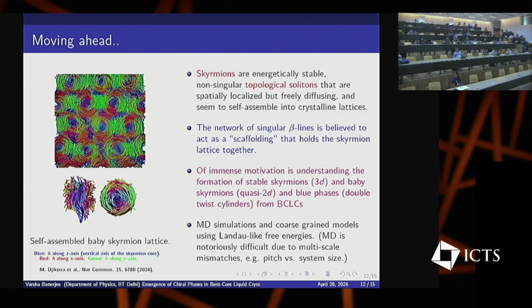Very interesting. Do you have any idea of what rheological properties this will have? Because these twist bend structures are known to show discontinuous shear thickening and so on. Does your theory predict anything about that?